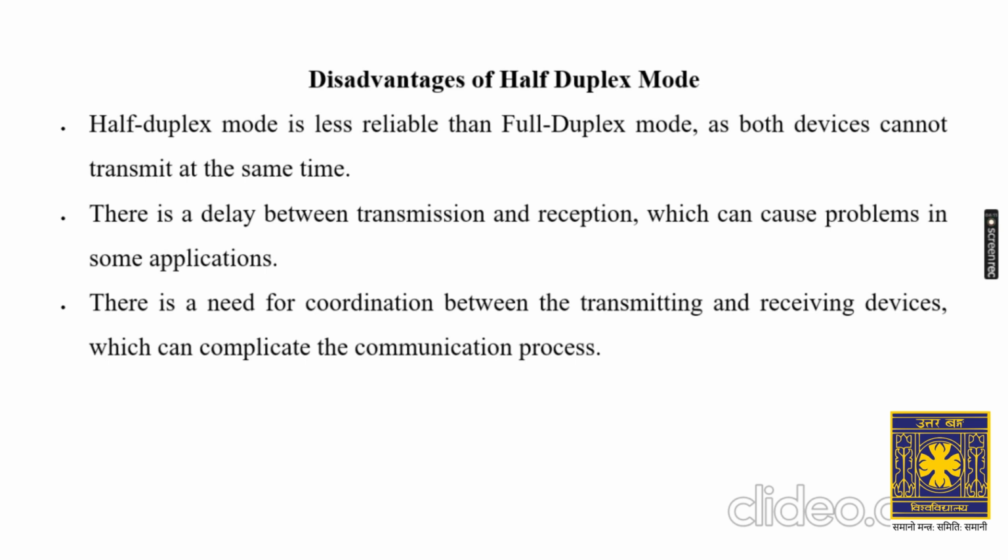In some ways it is advantageous, and in other ways it is disadvantageous. It is also less reliable compared to full duplex mode of communication, because of the limitation that both devices cannot transmit simultaneously. One device will transmit, then another device will wait, then the other will transmit while the first waits. We have seen many examples in computer networks and in our daily life.